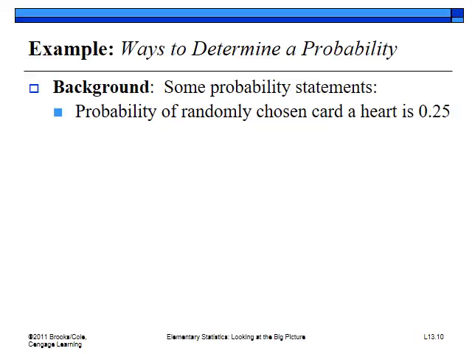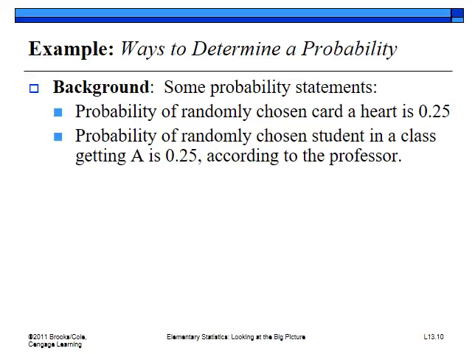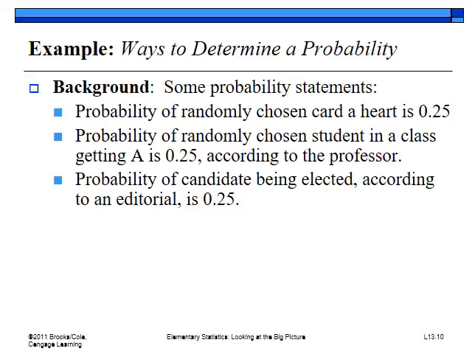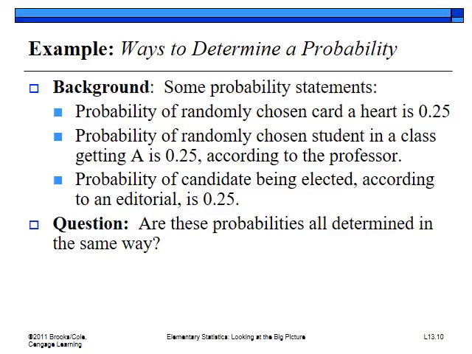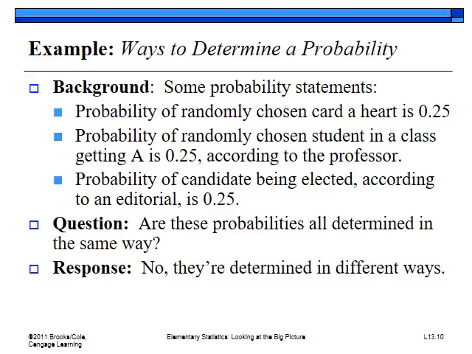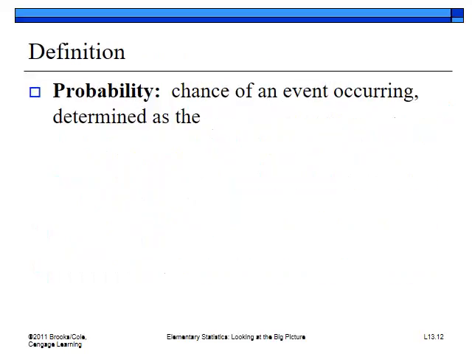The probability of a randomly chosen card being a heart is 0.25. The probability of a randomly chosen student in a class getting an A is 0.25, according to the professor. The probability of some candidate being elected, according to an editorial, is 0.25. Now, all these 0.25s are the same, but the question is, are these probabilities all determined in the same way? Well, the answer is no. Let's look more closely.